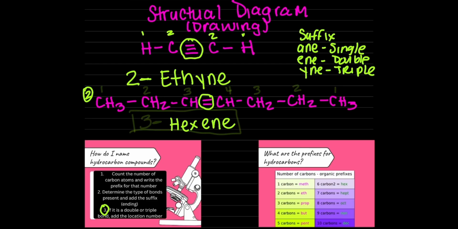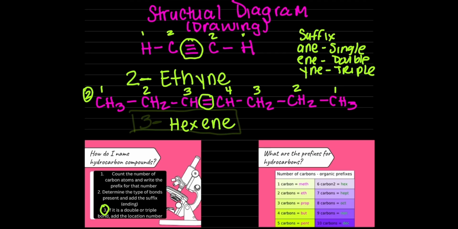Where is this double bond or triple bond located? In order to do that, you want to look at the left side of your bond and the right side of your bond. So let's start with the left side of our bond. We want to count how many hydrocarbons it takes us to get to that double bond. In this case, on the left side, it takes us 1, 2, 3. It takes us 3 hydrocarbons to get to this double bond. But on the right side, it takes me 1, 2, 3, 4. It takes me 4 hydrocarbons to get to this double bond.